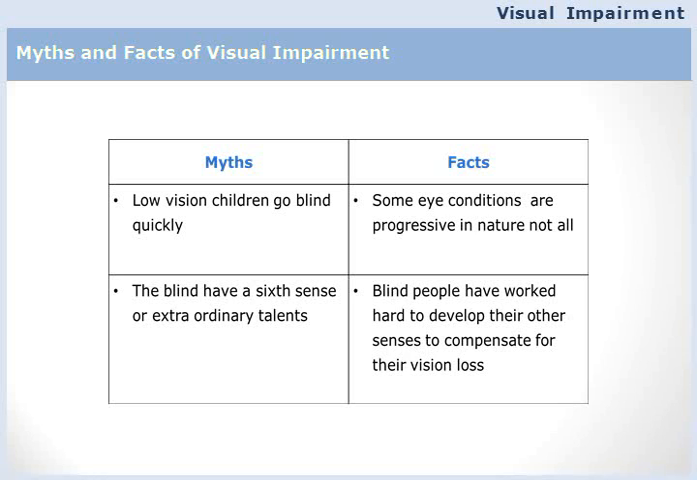A very common misconception attached to the visually impaired is that they have a sixth sense. They can hear better, they can remember better, and this is absolutely absurd.